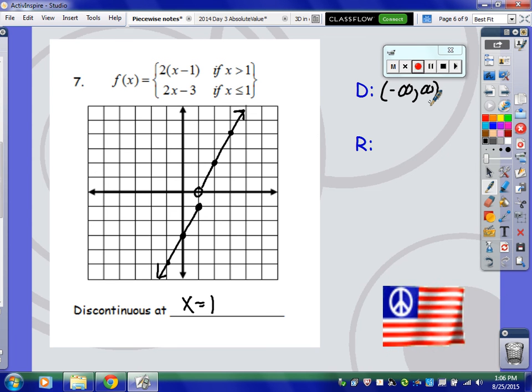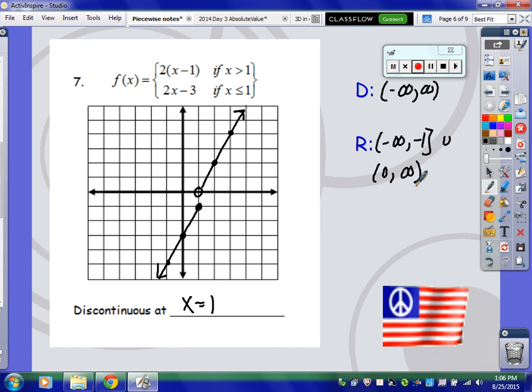Range, it's going to be a little bit harder. So let's do this piece first. It goes from negative infinity all the way up to negative 1, and it's closed. Union picks back up at 0, it's open, and goes to positive infinity. Alright, so there's our range.